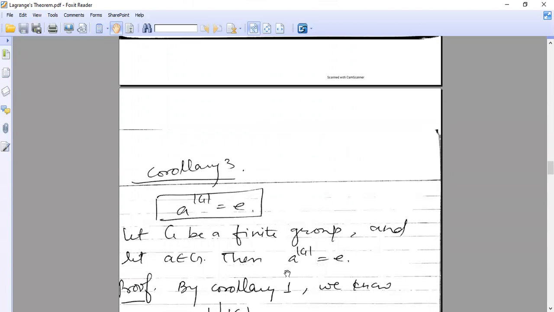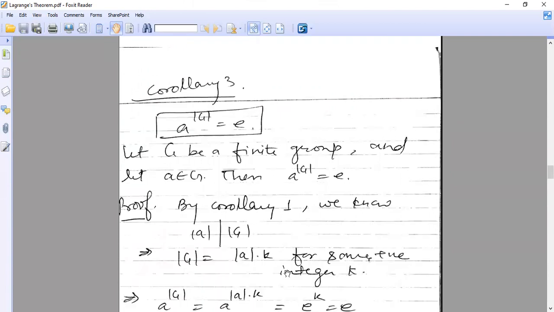Now this is the third corollary of Lagrange's theorem, and this corollary says that if you take a group G which is finite and there is some element A in G, then you take this A to the power order of G. You are raising A to the power of some number n, which is the order of the group G, then A to the power n is equal to identity. That we have to show.